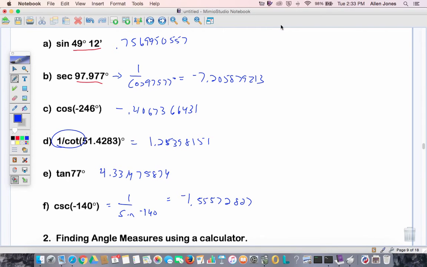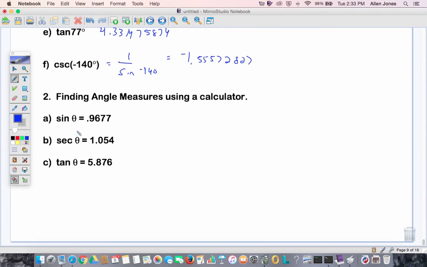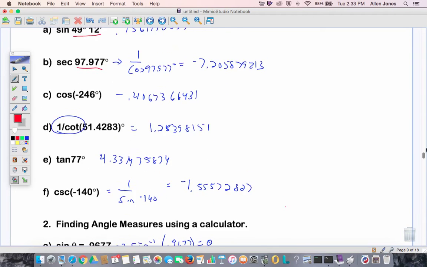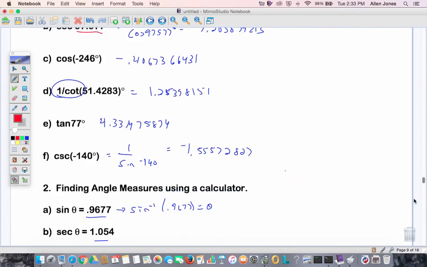Okay, so real quickly we zipped through those. That's converting an angle to a ratio. I'm going to scroll down here and we're going to go the other direction, so we're going to convert ratios to angles. Now before we do that, I've already said that this would be the same thing as inverse sine of 0.9677 equals theta, but we need to have separate conversions for secant, cosecant, and cotangent. So previously, if I scroll up here, our conversions were the 1 over cosine, the 1 over sine, and the 1 over tangent. Those were our reciprocal functions.